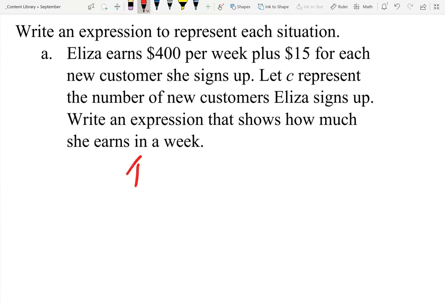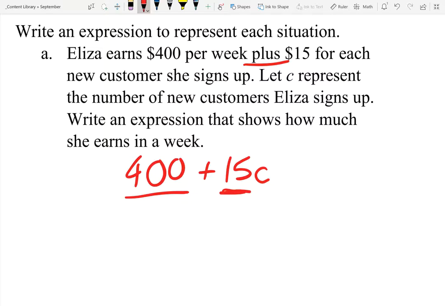So she earns $400. We know that, right? But she's earning an additional $15 for every new customer she signs up. So I'll say 15C. That's $15 per new customer. So she gets $400 no matter what, but she gets another 15 for every customer that she signs. So there's your expression. That's it. That's all it asks for. The rest of this just says let C represent the number of new customers, and then write the expression. So we're done. That's $400 plus the 15C.